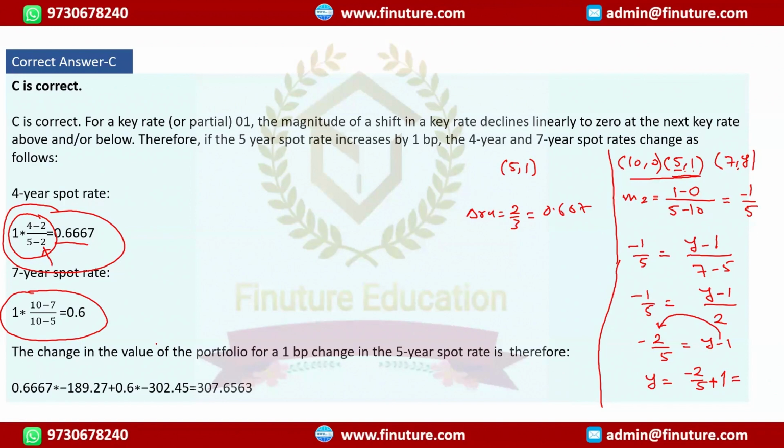Divide by 5, 40. Yeah, 0.6. I'm getting 0.6. So this is a logical background from an exam point of view.